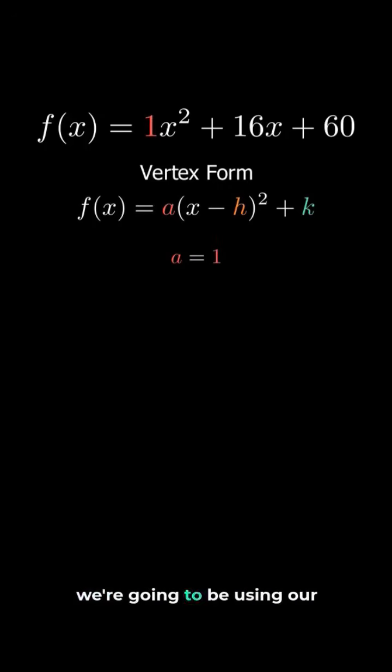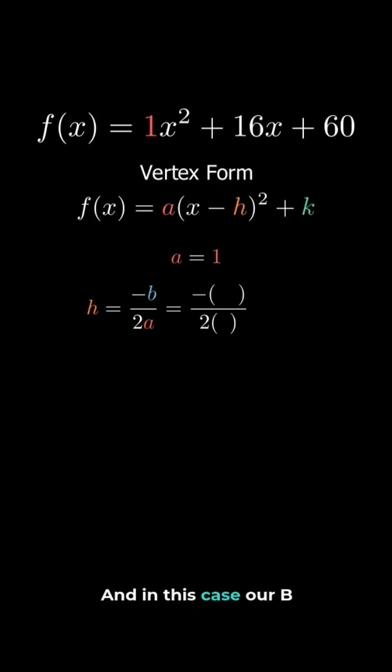Now, to find our h, we're going to be using our vertex formula. As a refresher, that's going to be negative b all over 2 times a. In this case, our b is 16 and our a is 1, so we're going to plug that in, and that'll give us negative 16 all over 2 times 1, which will simplify to give us negative 16 all over 2, which is equal to negative 8.